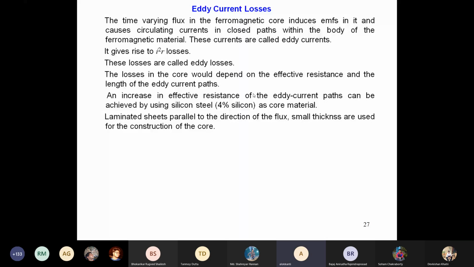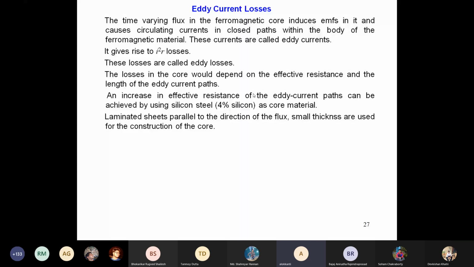So the losses in the core will depend on the effective resistance and the length of the eddy current paths. Obviously, the objective is to increase this resistance by laminating the core. Another way of increasing the resistance is to use silicon in the core material. If you use silicon steel, that is an alloy of steel containing 4% silicon, it has high resistance. It is also used as the core material to reduce the eddy current losses.